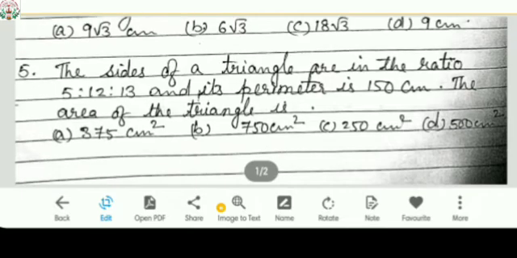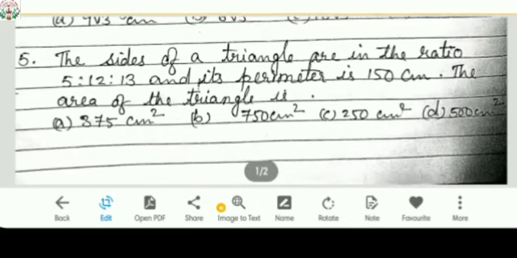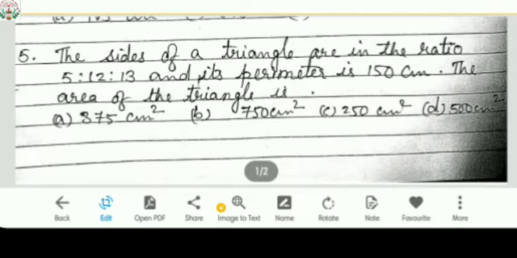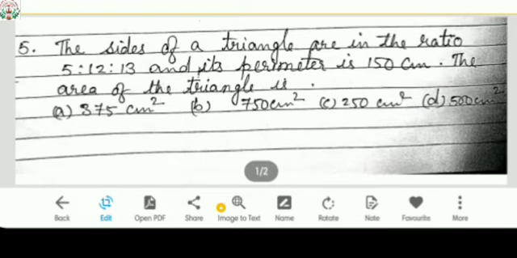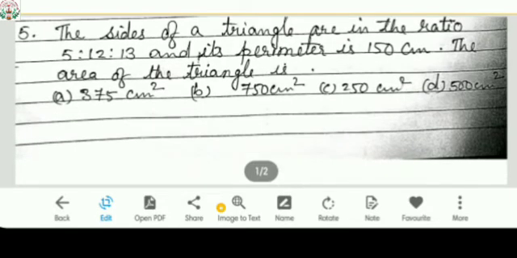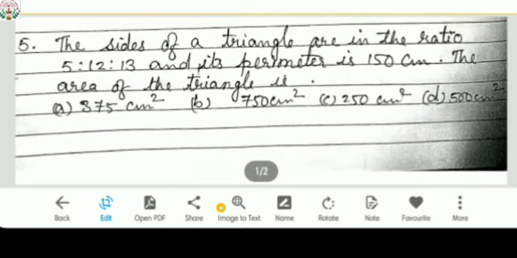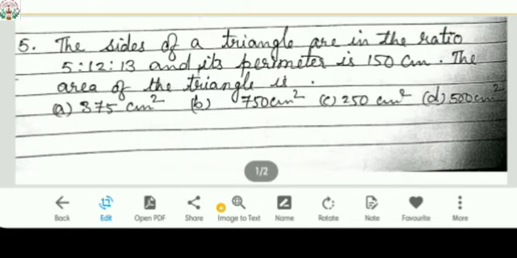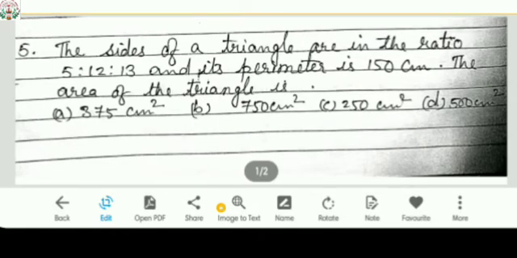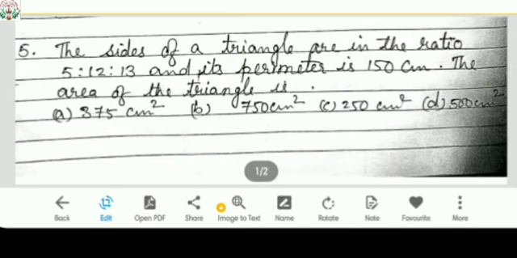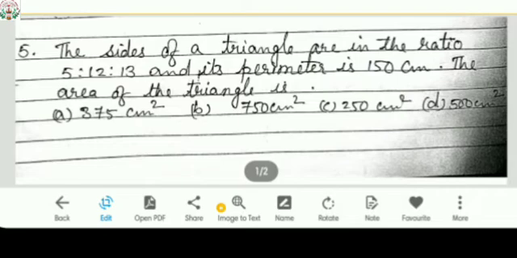After that, fifth question is, the sides of a triangle are in the ratio 5:12:13. Let the side of the triangle be x. Then each side will be what? 5x, 12x and 13x. Its perimeter is 150. That means 5x plus 12x plus 13x equals 150. So you will get the value of x. After getting the value of x, the sides will be 5 into that value of x. You will get one side. Then second side you will get 12 into the value of x, you put there. On multiplication you will get the second side, and third side will be 13 into x. So that will be the third side.